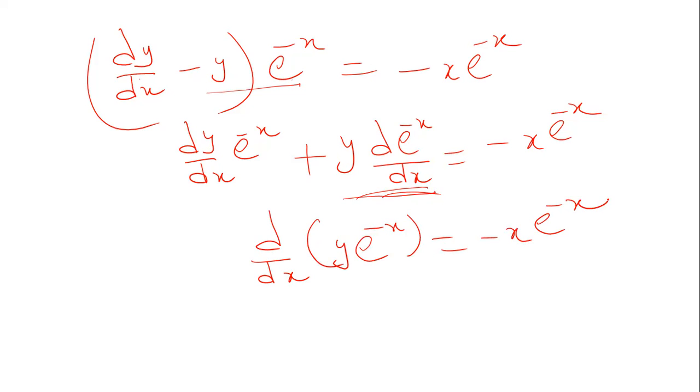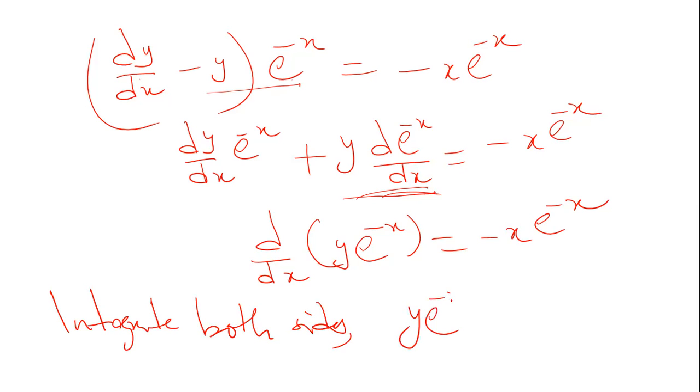So integrate both sides after multiplying with the integrating factor. If you integrate both sides, the left hand side will be simply y e to the power minus x. The right hand side will be minus the integral of x e to the power minus x dx. So you can use integration by parts. What is the integration by parts formula?